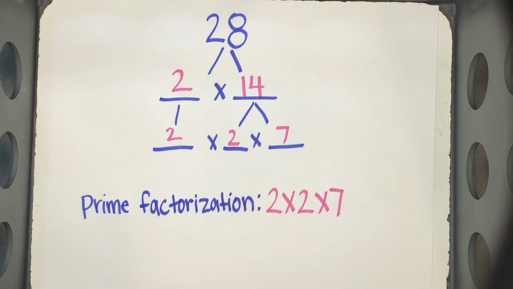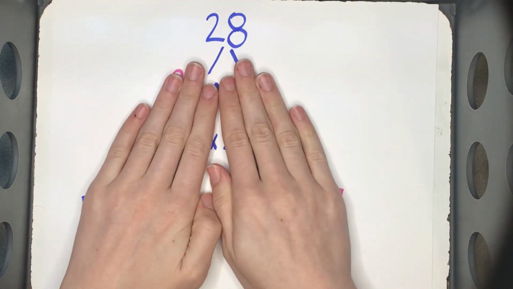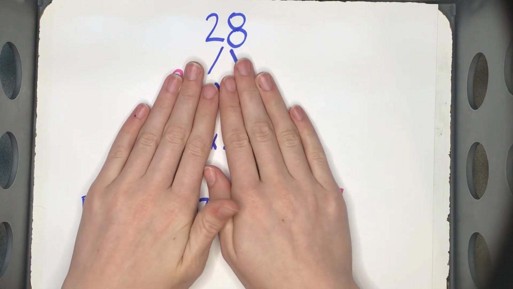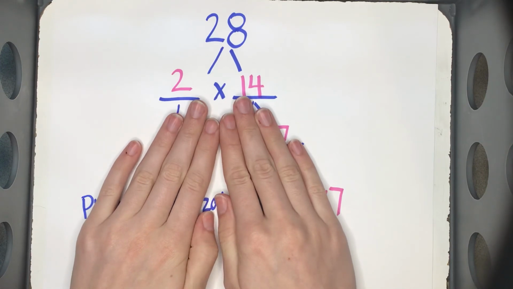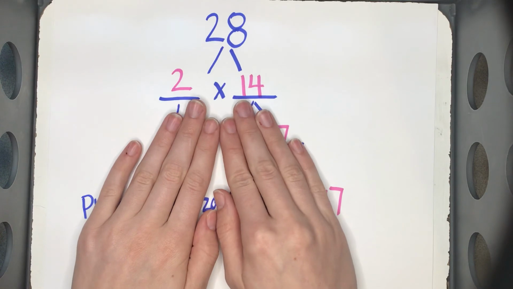Okay? I don't want you to look at this and think there are too many steps. Okay? Look at this. I did 28. I thought, what times what gives me 28? 2 times 14. I did not put 4 times 7 because it's not very small. Okay? If I did 4 times 7, then I guess you could do that and break apart 4. But I did 2 times 14.